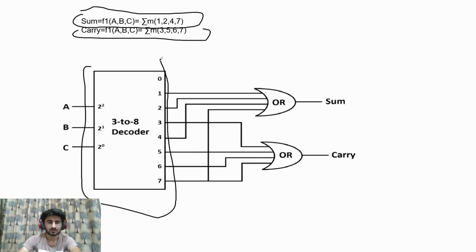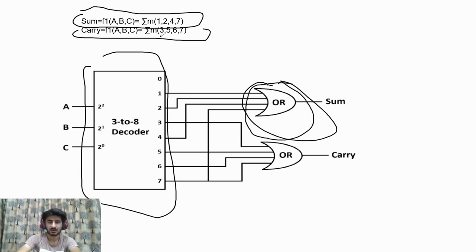With the help of the OR gate, we can implement the sum and the carry. Sum is active at 1, 2, 4, 7, so 1, 2, 4, 7 are connected to the OR gate that represents the sum, and 3, 5, 6, 7 we connect to the OR gate that represents the carry.